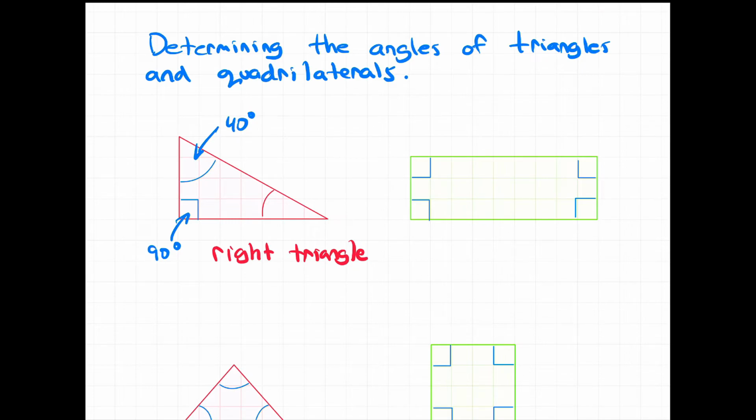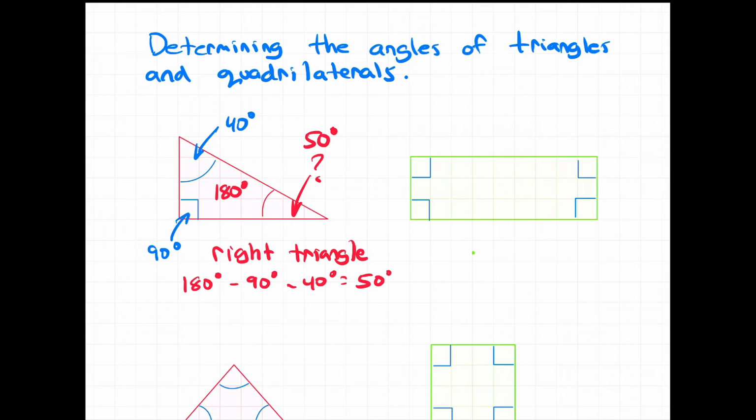And now to determine this angle right here, I basically need to understand that the sum of all 3 angles is 180 degrees. So I just need to say 180 degrees minus 90 degrees minus 40 degrees equals 50 degrees, and now I know that last remaining angle is 50 degrees.